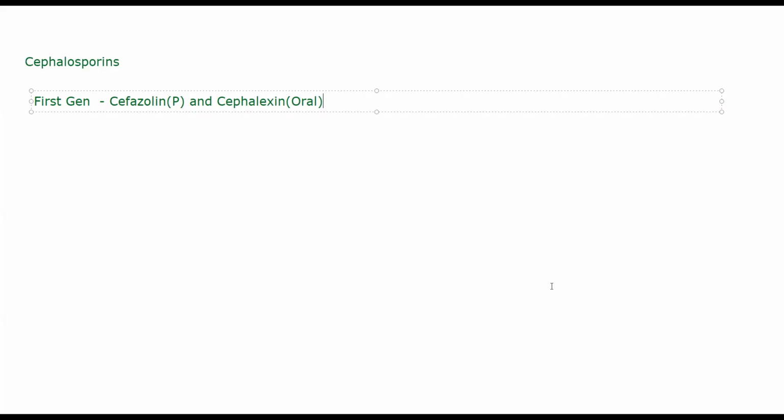Now coming back to first generation cephalosporins, as I was telling you, cephalothin is a cephalosporin that is resistant to penicillinase. It can be used in staphylococcal infections because of that. Cefazolin specifically has a very long half-life and its tissue penetrability is very good, so it is given for surgical prophylaxis.